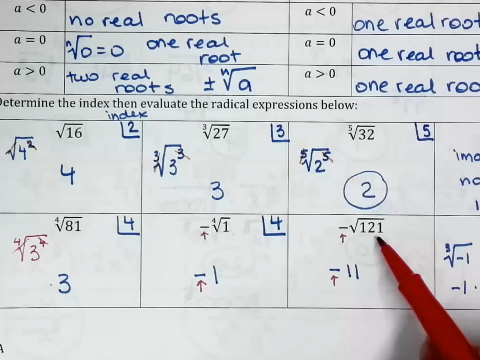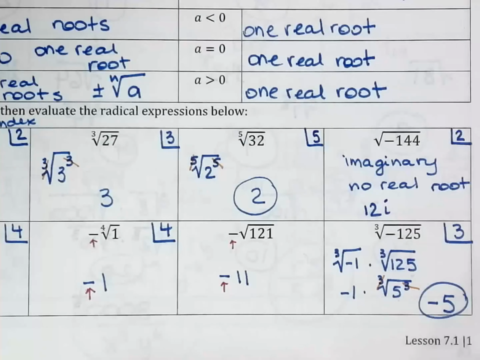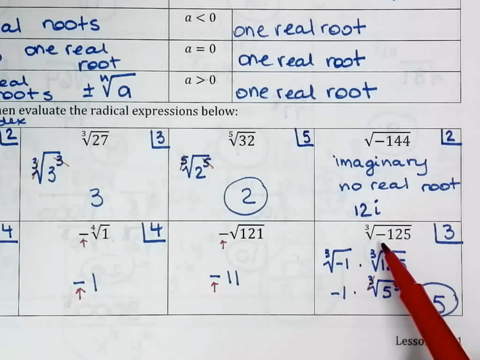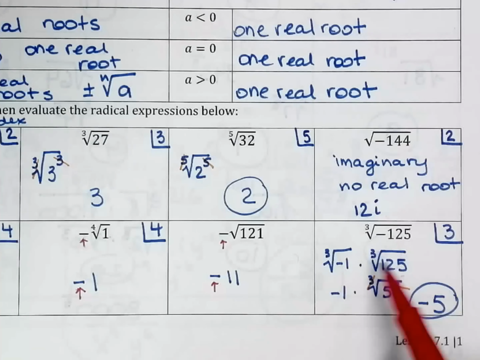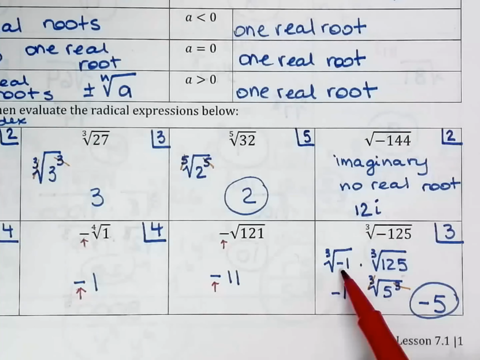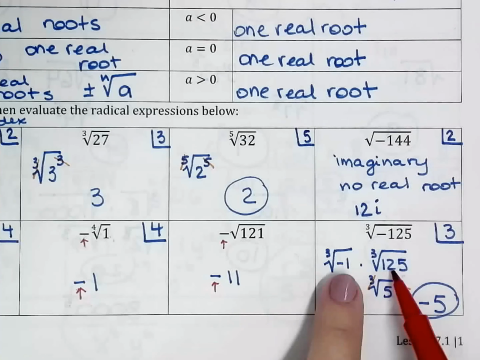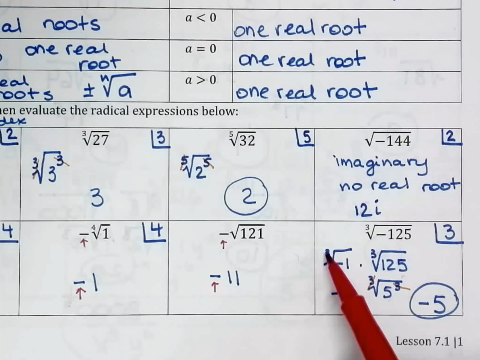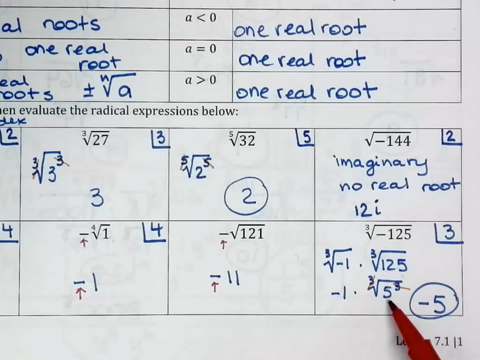The square root of 121 is 11. This is a perfect square. Now the cube root of negative 125. Split up that negative 1, because I know 125 times negative 1 is negative 125. So I can split them up like that. The cube root of negative 1 is negative 1, and I can rewrite 125 as 5 cubed. At this point, the index and the exponent are the same, so they simplify down to 5. And then negative 1 times 5 is negative 5.